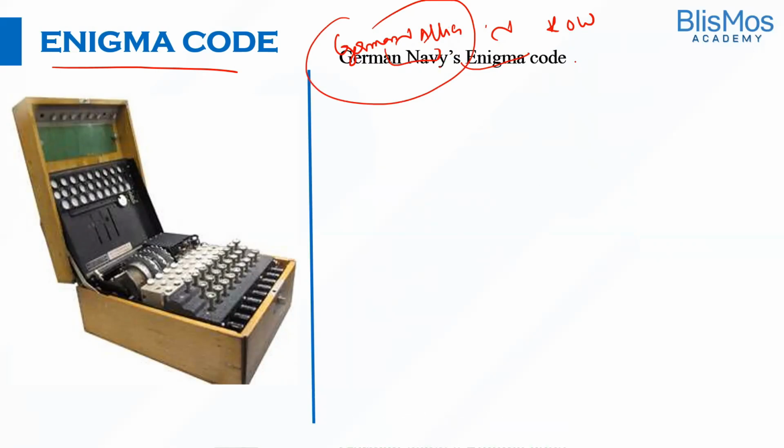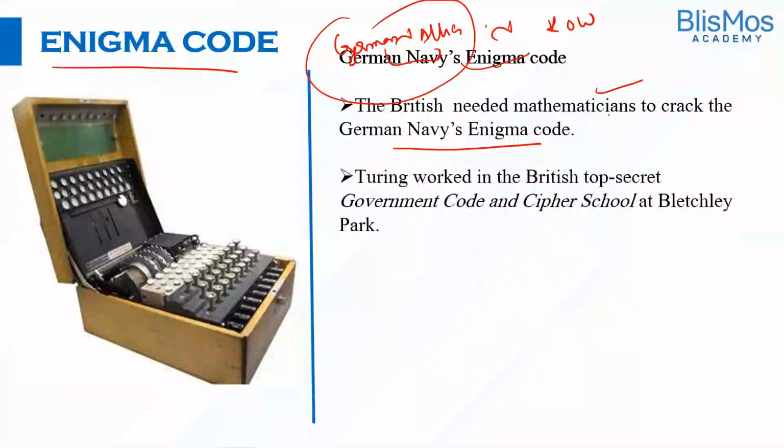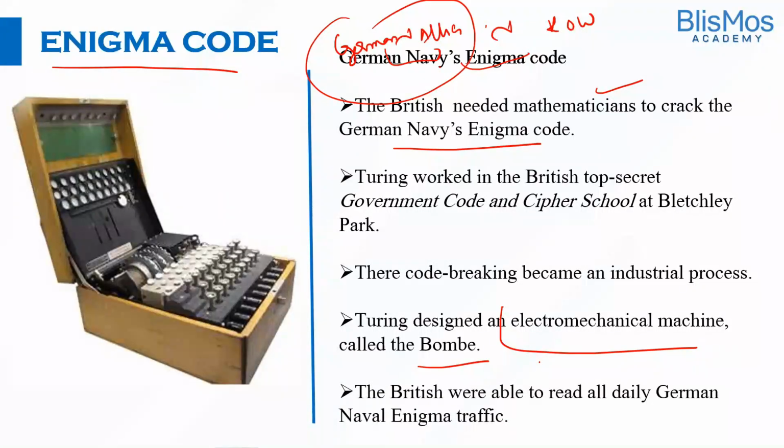That is where our Alan Turing comes into the picture. The British needed mathematicians to crack the Germans' Enigma code. So they roped in Alan Turing, and along with him they recruited a few more people to decipher the Enigma code. Alan Turing designed an electromechanical machine called the Bombe, which was so useful during World War II. By using the Bombe, the British were able to read all the daily German Enigma traffic. They deciphered that code, and it helped in advancing the war by a couple of years and also saving millions of lives. Isn't it interesting?